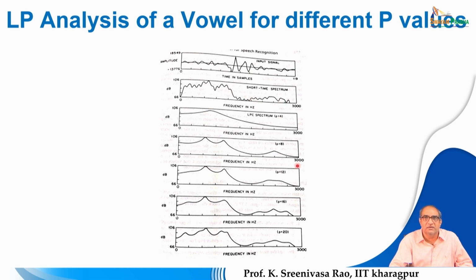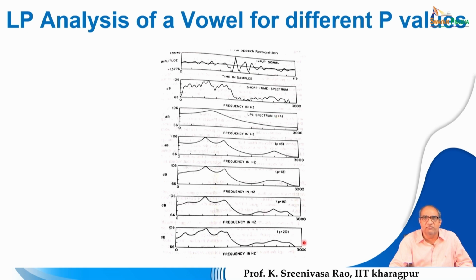So the observation here is that if you consider a very low order for LP analysis, the spectral properties of the vocal tract system captured by the LP model are not accurate. It will capture only the gross spectral envelope, and with that you miss some of the formant frequencies.